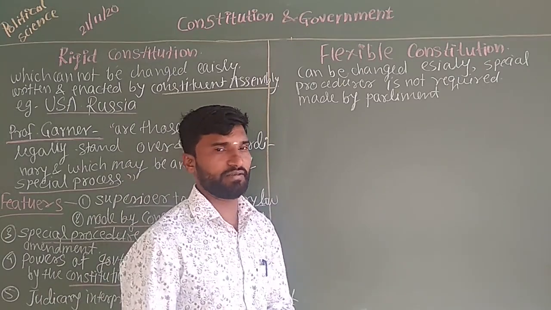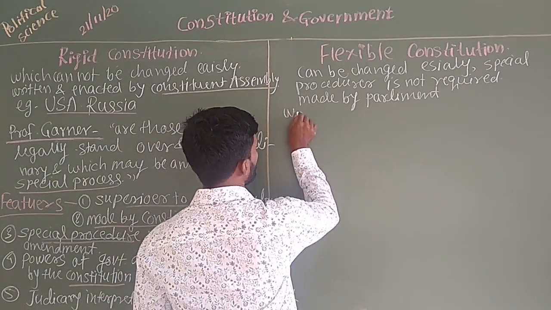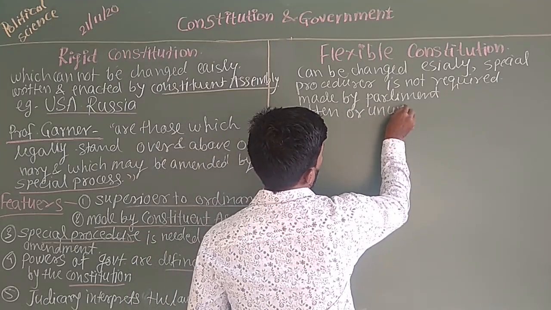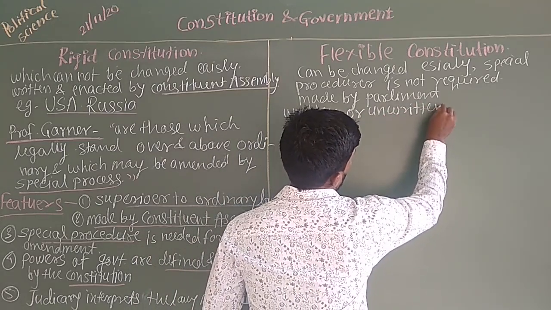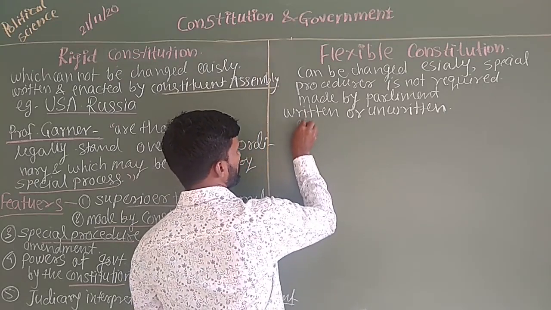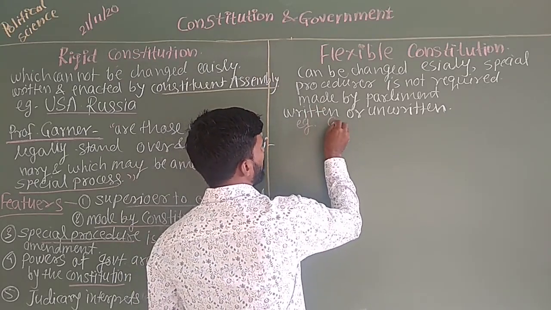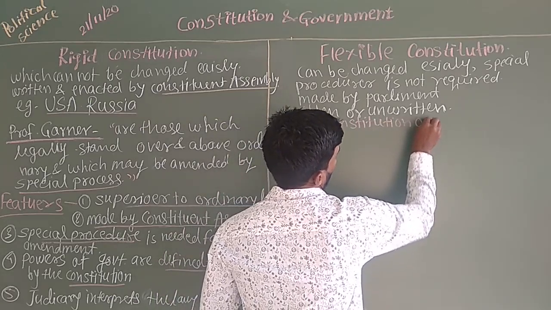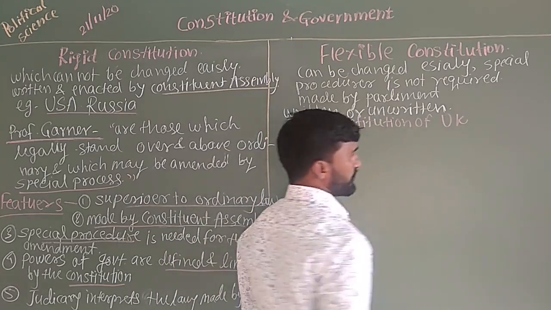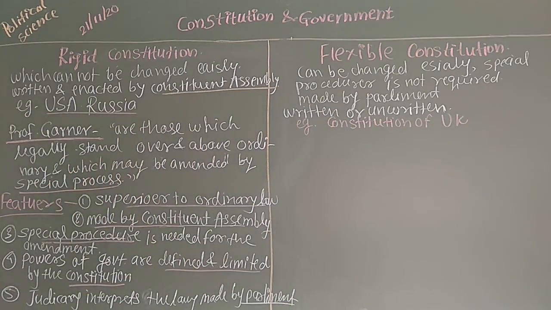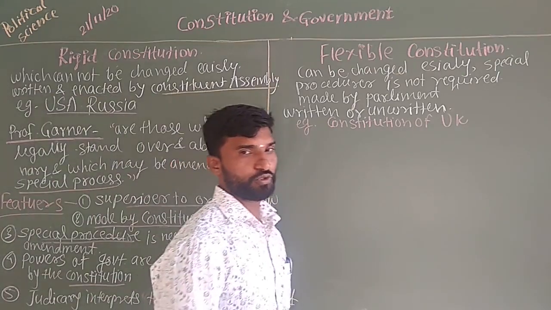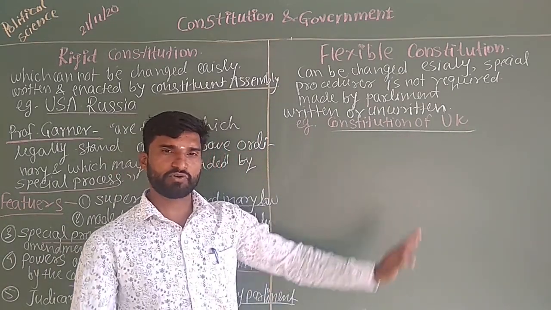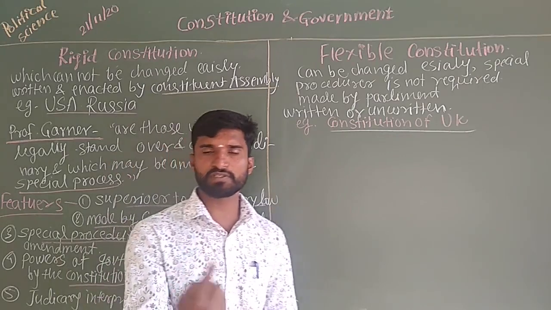written as well as unwritten. It may be written or unwritten. So the best example we can give here is the Constitution of UK. The Constitution of UK we can give as an example for the flexible constitution, which is not going to be found written. It is unwritten, based on custom, traditions, practices, public uses.